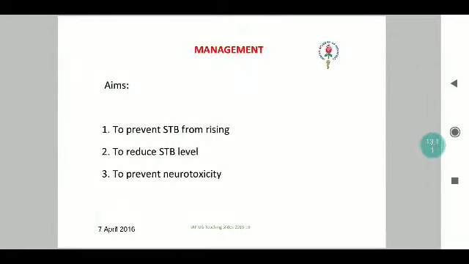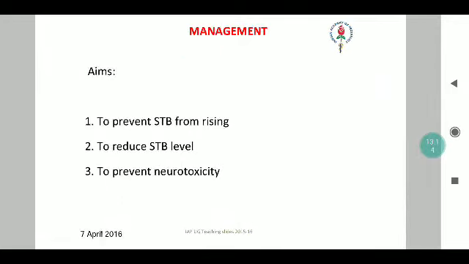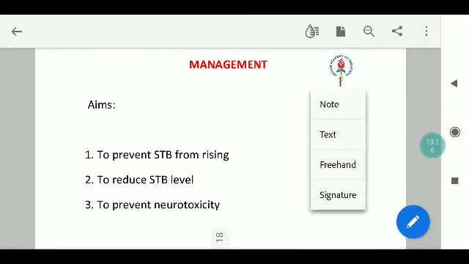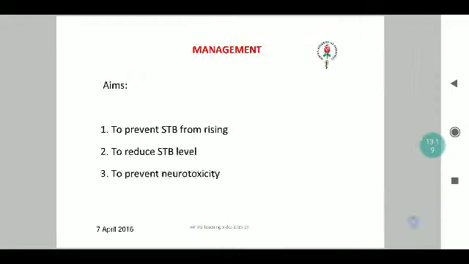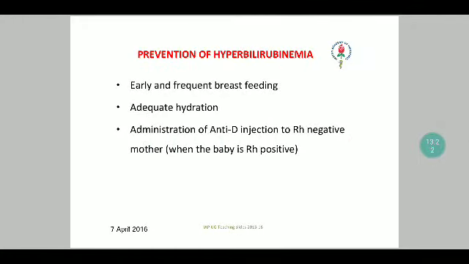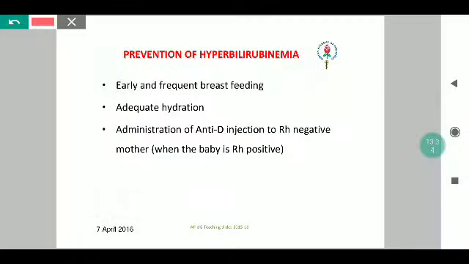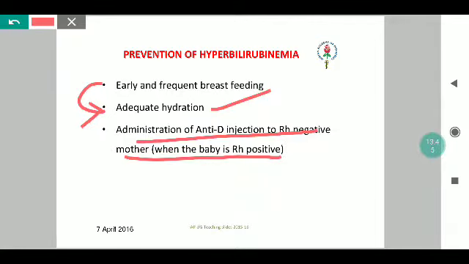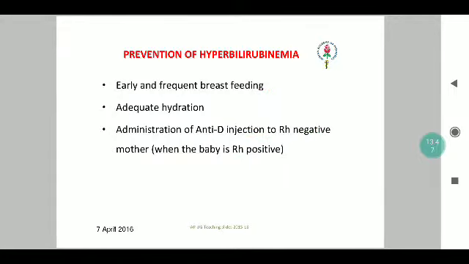Now, the aim of managing a neonatal jaundice case is 3. Firstly, we want to arrest the rise of serum bilirubin total levels. So after preventing the rise, we want to reduce it and thereby prevent neurotoxicity also. To prevent jaundice in a neonate, a few key points to keep in mind. Firstly, there must be early and frequent breastfeeding to the child from the mother. Adequate hydration of the mother is to be maintained, and thereby ensuring by frequent feeds adequate hydration to the baby also. And administration of anti-D to Rh negative mothers when the baby is proven to be Rh positive immediately after birth.